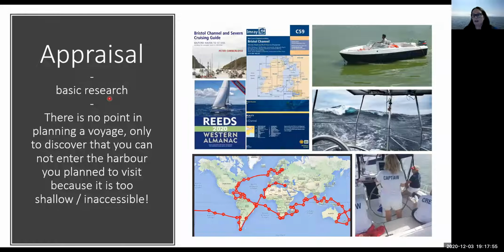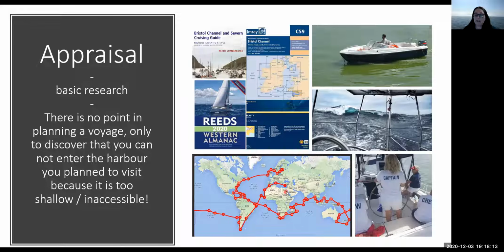So what have we got on the right hand side here? Well, we've got some aids that we can use for our appraisal. What sort of vessel do we have? How far am I going to get in this vessel? What sort of charts do I need? Okay. What sort of navigational books do I need? So what sort of pilot books? What almanac do I want?